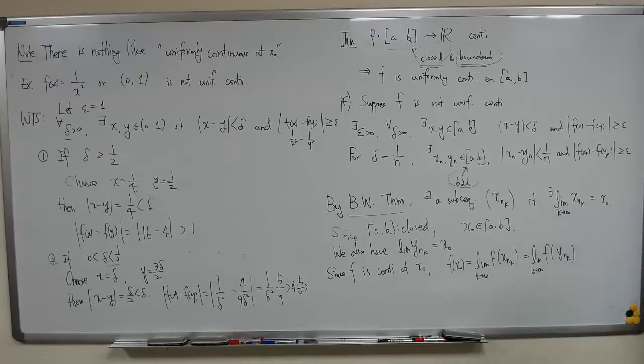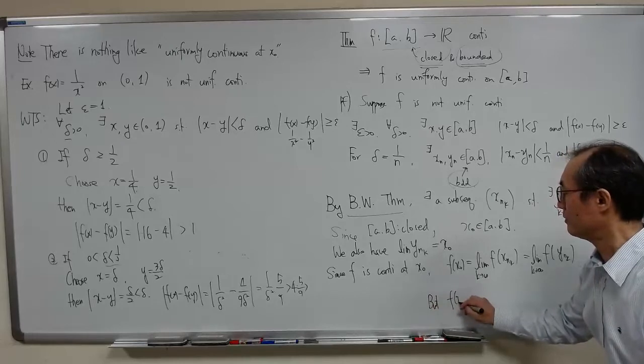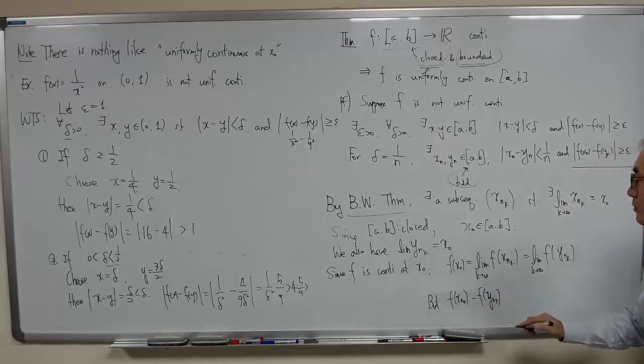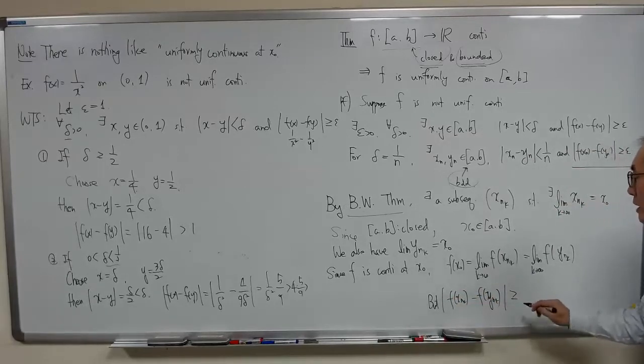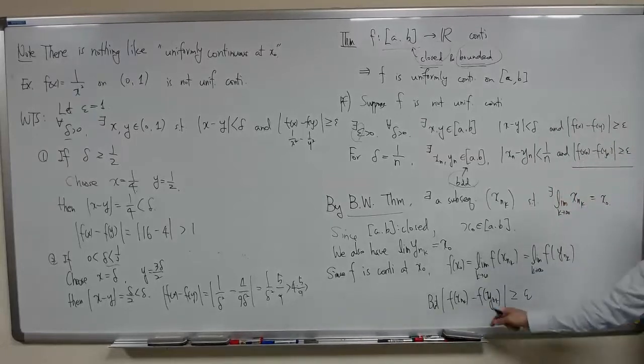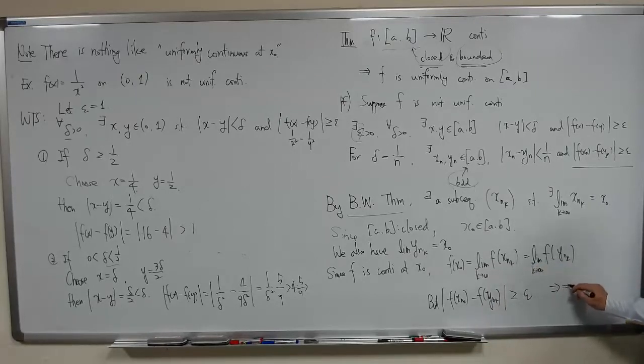Okay. However, this contradicts this estimation. But f of xnk and f of ynk, this difference must always be greater than or equal to a fixed number epsilon. So they cannot converge to the same limit. Okay, since the difference between those two values is always greater than some fixed number epsilon, they cannot converge to the same limit. So this is a contradiction.